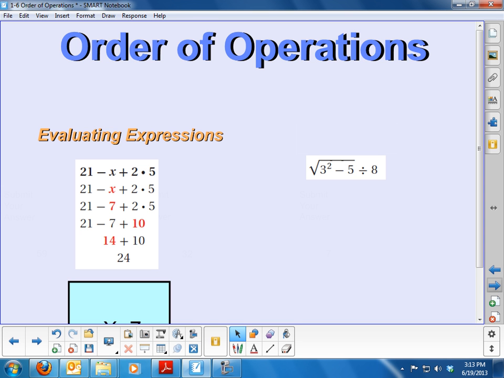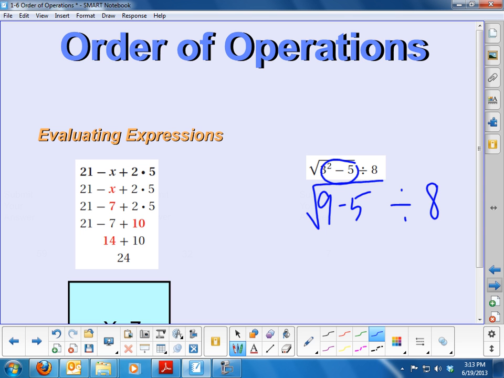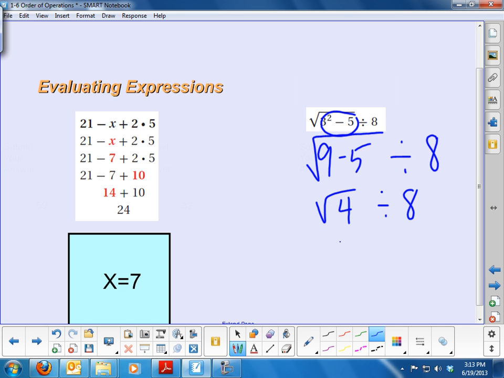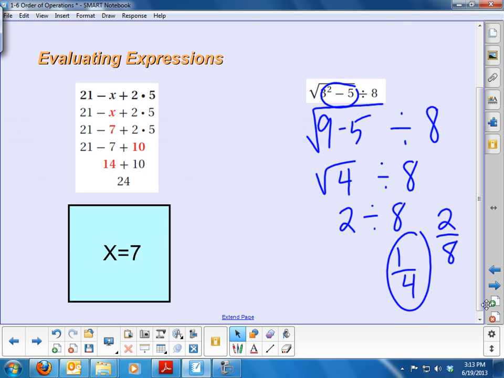Next problem here, I have a square root symbol. Remember what we said, square roots follow in the same category or level as our exponents do. So I'm going to take care of that first, because I don't have parentheses, so I move on to my next level and take care of what's inside our square root. 3 squared is 9. 9 minus 5 is 4. So I have the square root of 4 divided by 8. Square root of 4 is 2. 2 divided by 8, I could rewrite this as 2/8, which gives me what? 1/4 would be my answer. That's a fraction. 2/8 is the same thing as 1/4. We always want to simplify our answer.